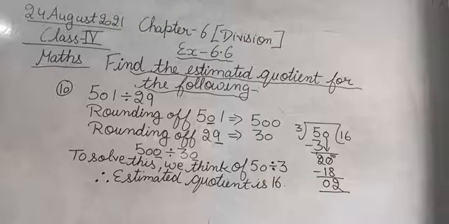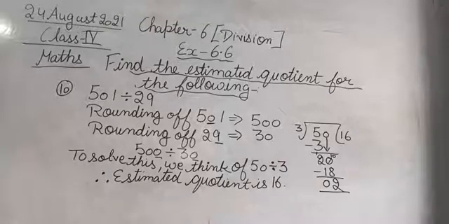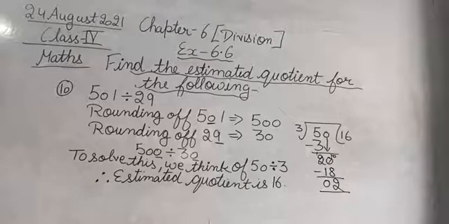After rounding off 501 we got 500. After rounding off 29 we got 30. And after doing the division we got the estimated quotient, that is 16. So this is the solution of question number 10. You can pause your videos here and note it down in your notebooks.